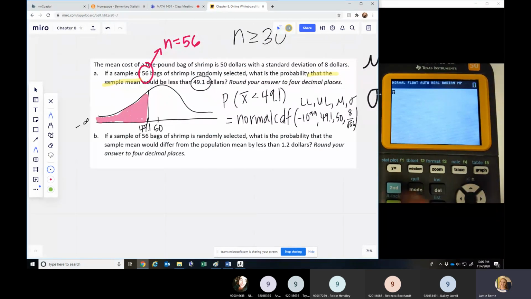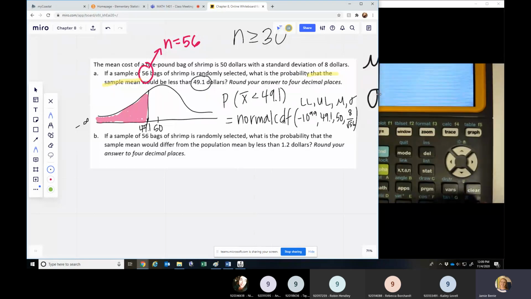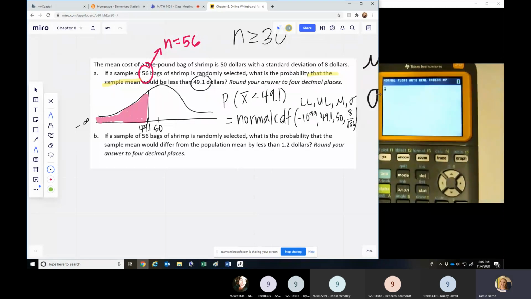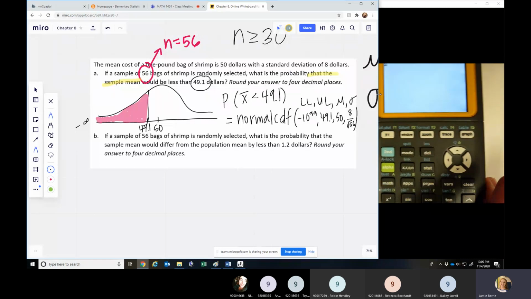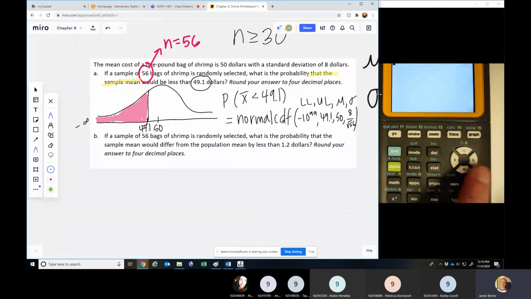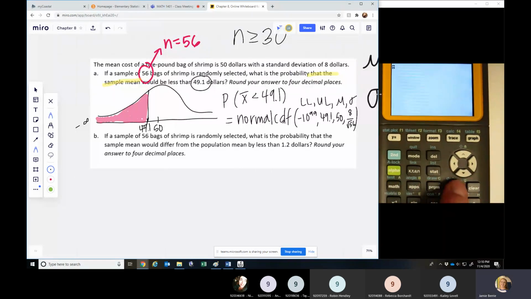So let's see, second vars. Remember, that's how we get to normal CDF. Let me see if I can back this up a tiny bit. We go second vars, and it's the second option right there. Lower limit is negative 10 to the 99.